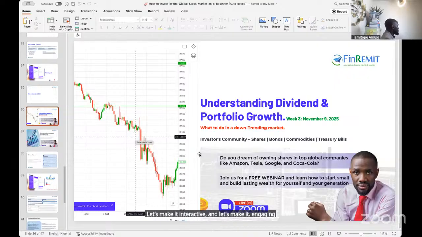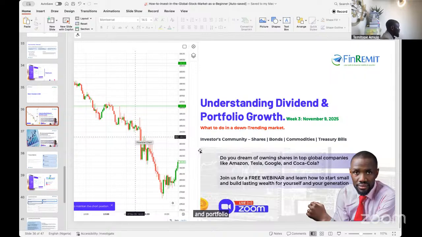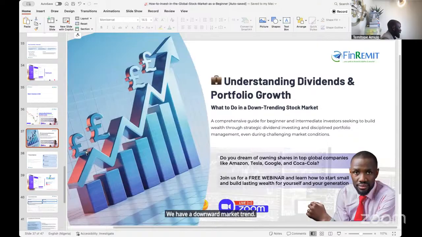So the topic we'll be discussing today once again is understanding dividends and portfolio growth. Then, what do you do when the market is coming down? If you look at the trend that shows on the left-hand side today, we have a downward market trend throughout last week. I think from Tuesday downward, the stock market was relatively on a downtone, and that is not a worry. We don't need to be worried about it.